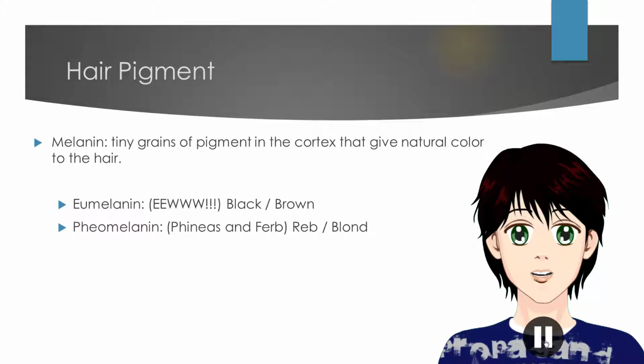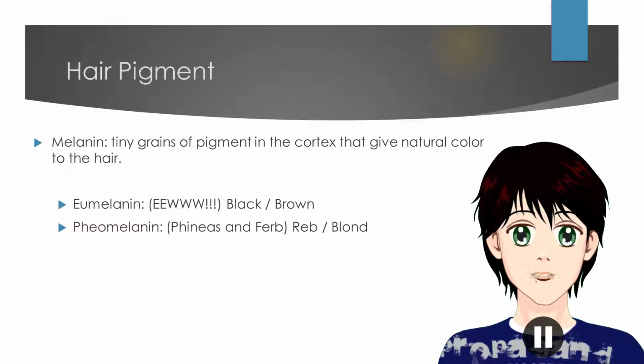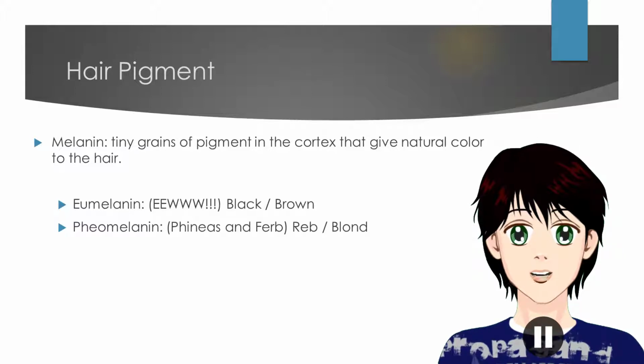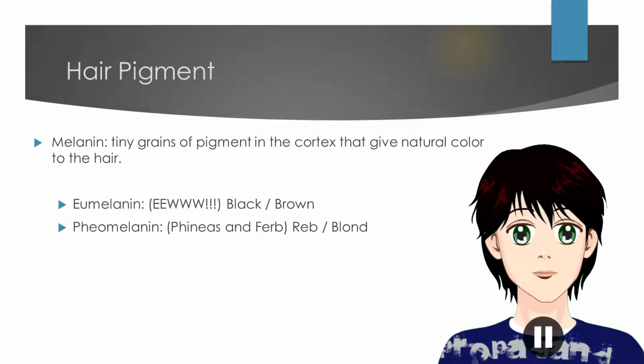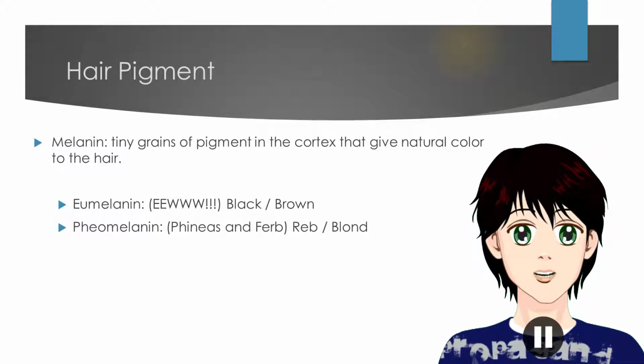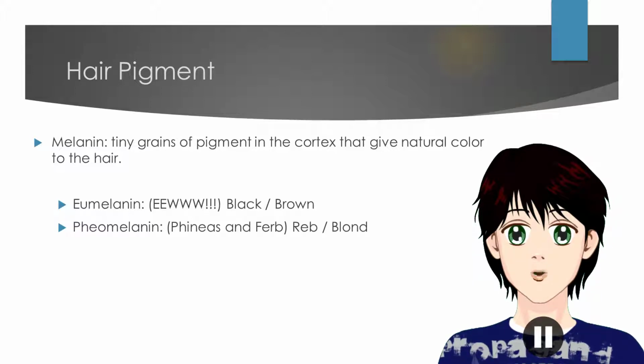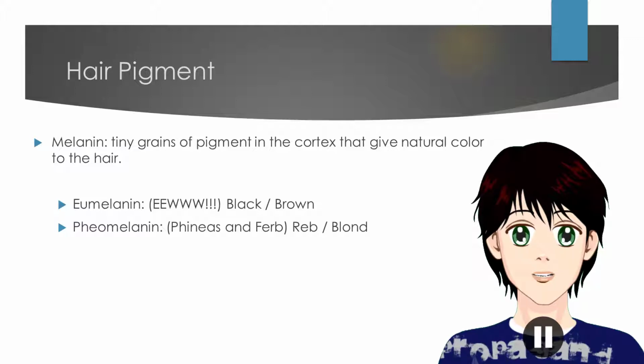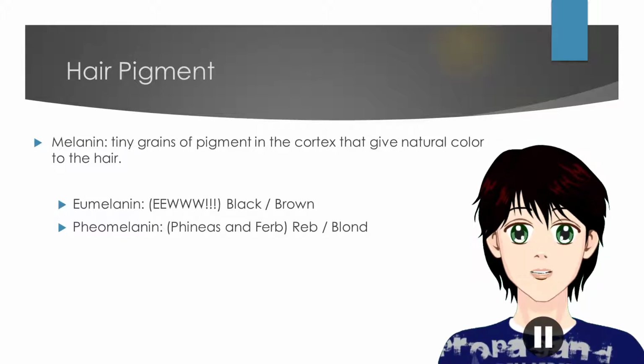Melanin is the tiny grains of pigment in the cortex that give natural color to the hair. Eumelanin is the type of melanin that provides the black and brown colors to the hair. Pheomelanin is the type of melanin that provides the red and blonde colors to hair. Everyone has both types of melanin present in their hair, however, each individual will have more of one type of melanin than the other, giving all persons a unique and personal, natural hair color.